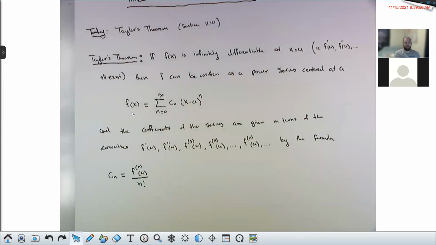All right, that's it. That is Taylor's theorem. So any infinitely differentiable function can be written as a power series centered at a, where the coefficients are the nth derivative of that function evaluated at a divided by n factorial. And I started to prove a special case of this where the center is 0 for you at the end of class last time. I want to run through that argument just a little bit here.